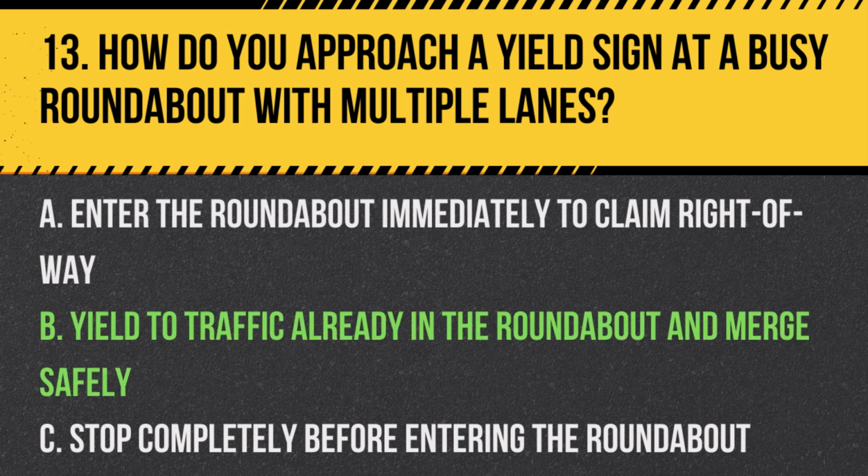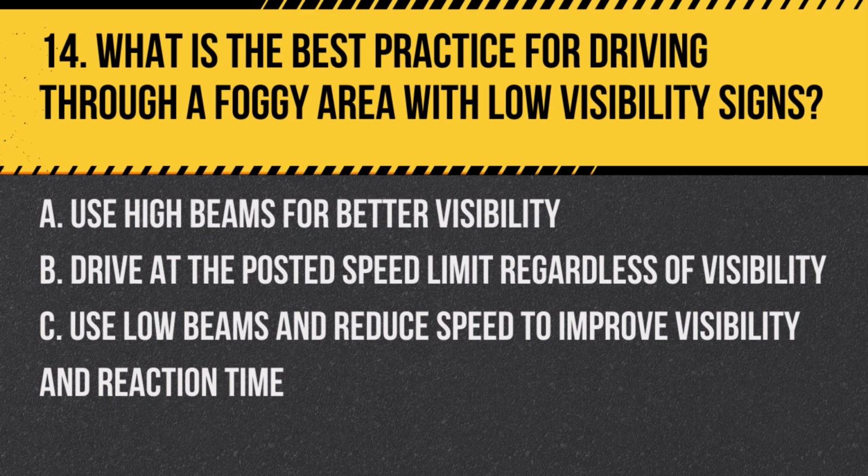Answer. B. Yield to traffic already in the roundabout and merge safely. At a roundabout, drivers approaching a yield sign must yield to vehicles already circulating within the roundabout and merge when it is safe to do so. Question 14. What is the best practice for driving through a foggy area with low visibility signs?